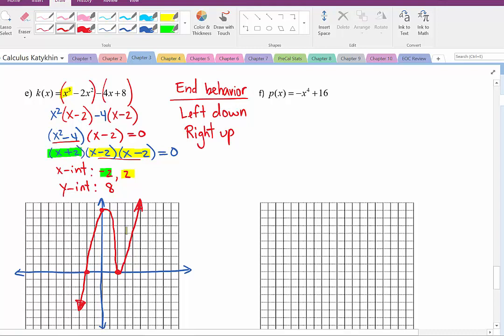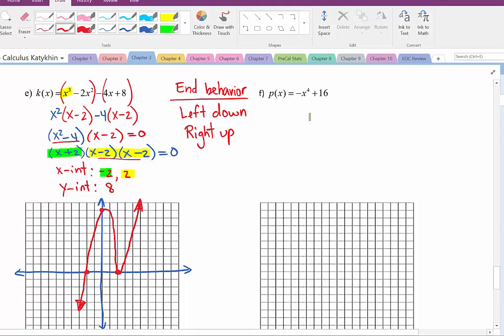If you want to check your answer, go ahead and plug that equation into a calculator and graph it, and you'll see that it actually works. So these behaviors that we're talking about, we're not just making this stuff up. This is how they actually work. Alright, let's go ahead and look at our next one.